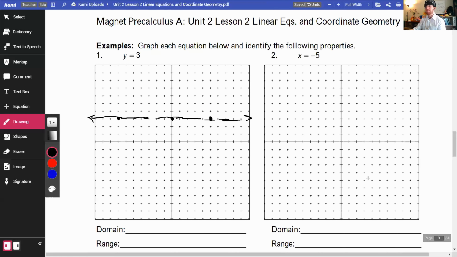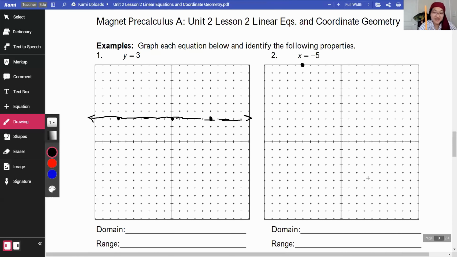x is variable. Similar over here, x equals negative 5. Give me 2 points, because 2 points define a line. Give me 2 points where x is negative 5. (-5, 10).